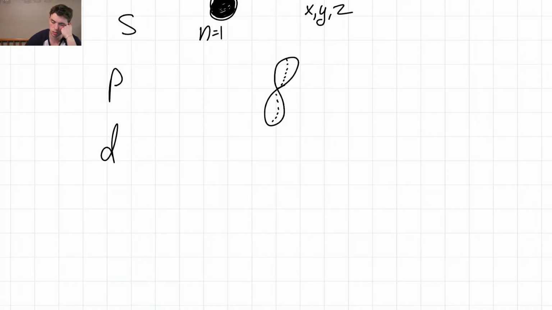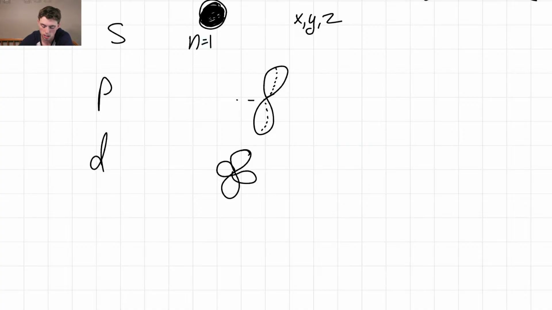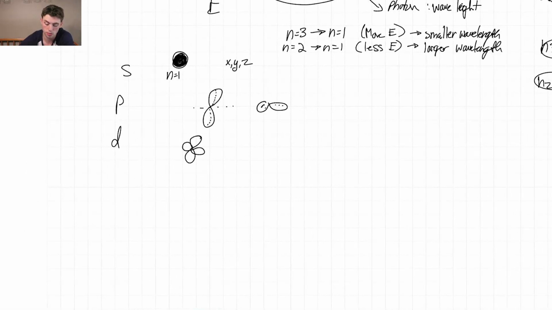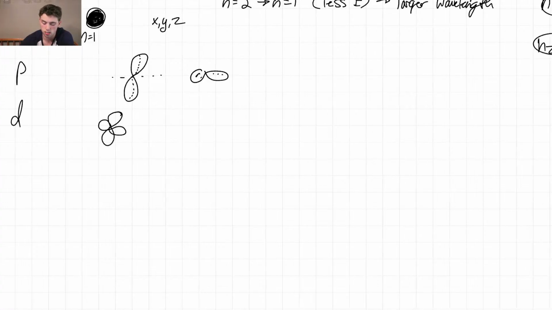And then the d orbitals have this clover look, where it's like two figure 8s put together, and they can go in a bunch of different orientations. So if this is straight up, you can put it to the side. Depending on where it is, they can go in all different ways. The important thing is they can go in many different directions, and these are the general shapes of S, P, and D.